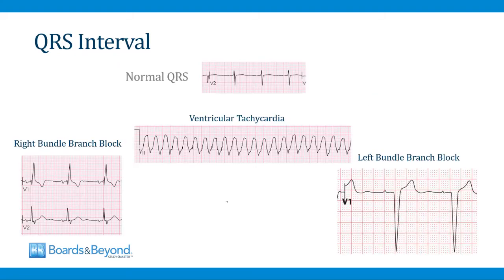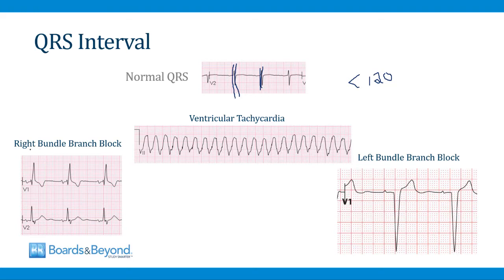So here's a slide on the QRS interval, and recall that this interval starts at the beginning of the QRS complex and ends at the end of the QRS complex. And a normal QRS interval is less than 120 milliseconds, which is 3 small boxes wide. And a normal QRS interval is narrow, like you see here. It's nice and narrow. Some causes of a wide QRS interval are shown on this slide.